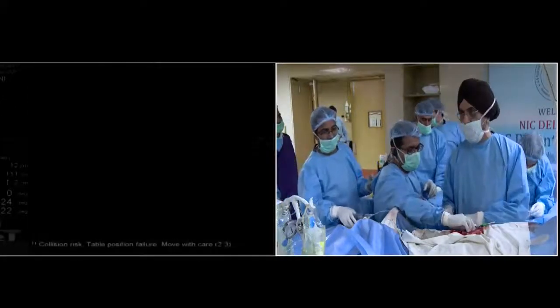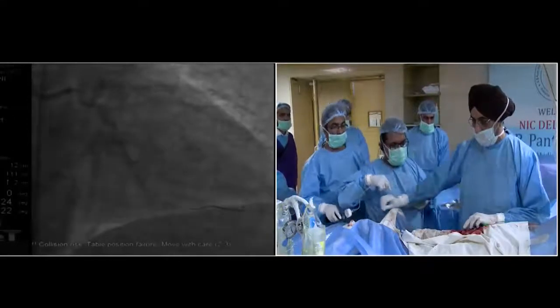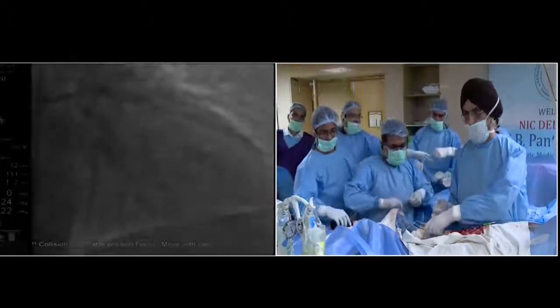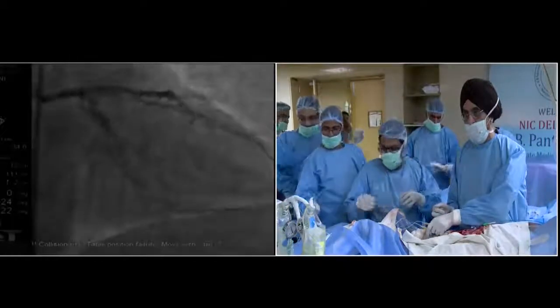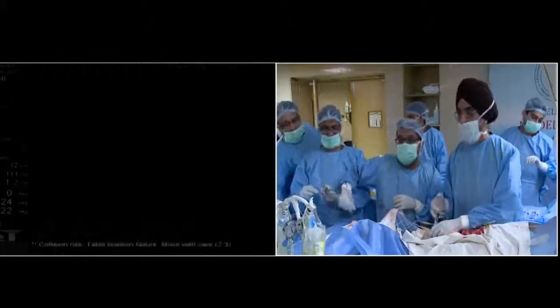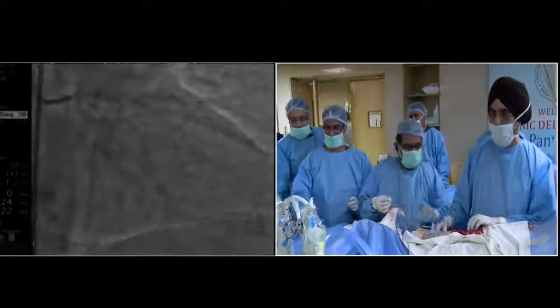This was 2.75 by 22, right? Yes, right. So I'm going to post-dilate the proximal stent. Looks good.